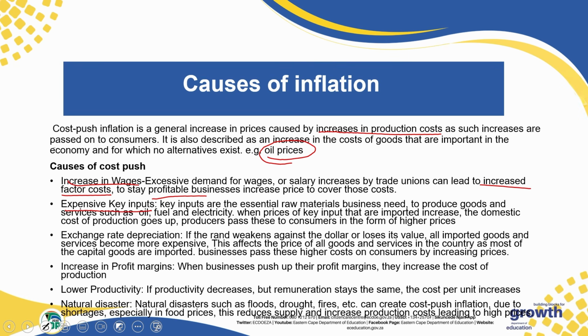Expensive key inputs. Key inputs are essential raw materials that businesses need to produce goods and services. These are oil prices, fuel, electricity. So when the prices of these key inputs that are imported increase, this leads to domestic production costs going up. Producers then are forced to pass these increases to consumers in the form of higher prices.